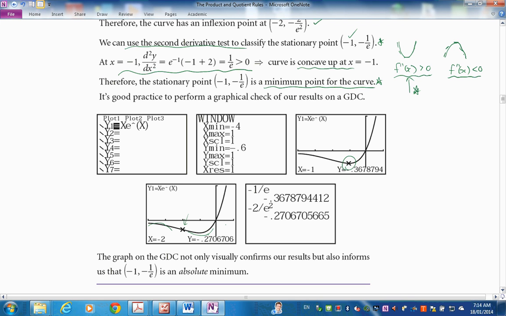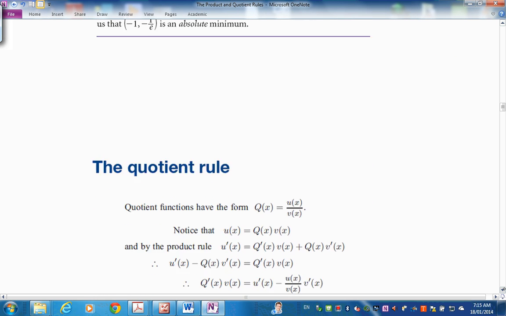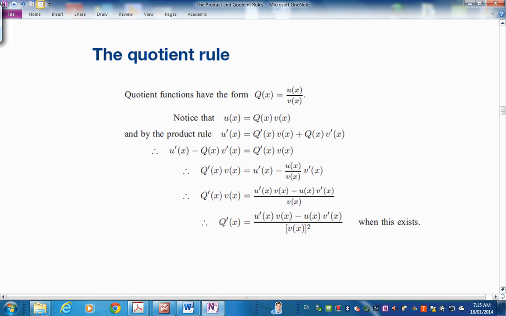Okay, starting to build into bigger functions now that we've got our product rule. What about dealing with quotients that can't be simplified? If you can't divide them out and use the x to the n rule. So here we've got two functions divided. A quotient is associated with that division process, so the quotient function is u of x on v of x.